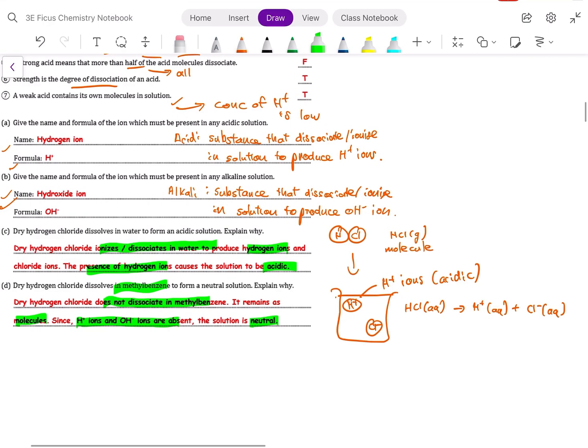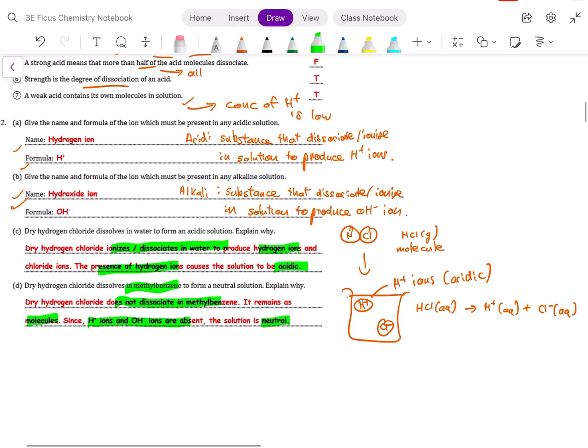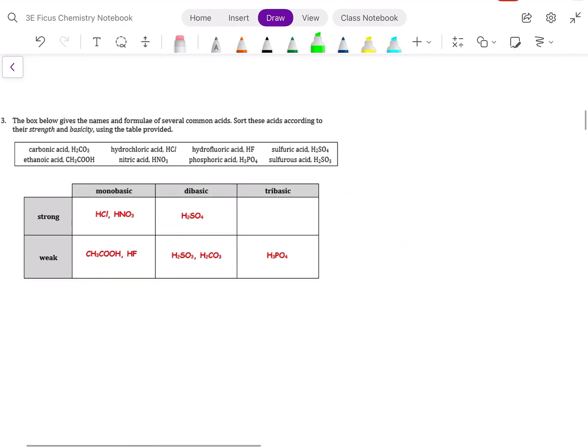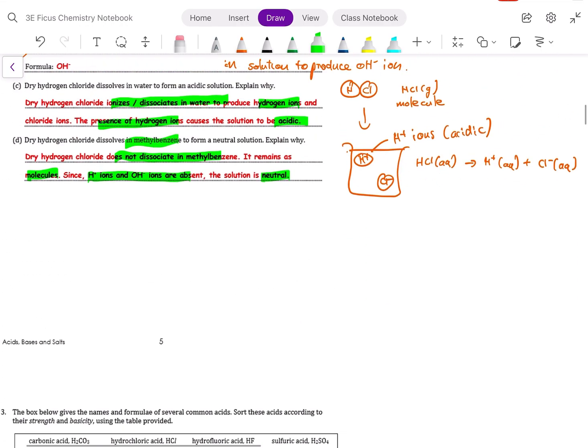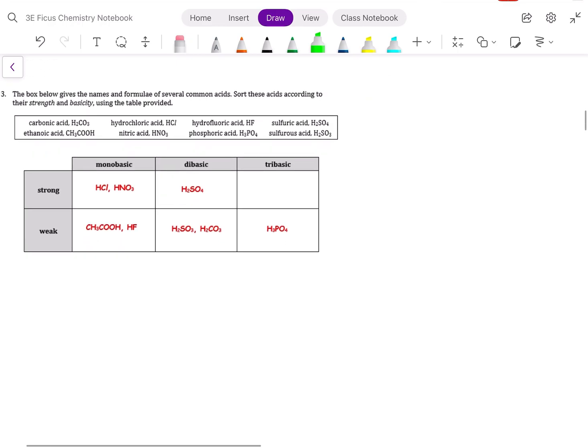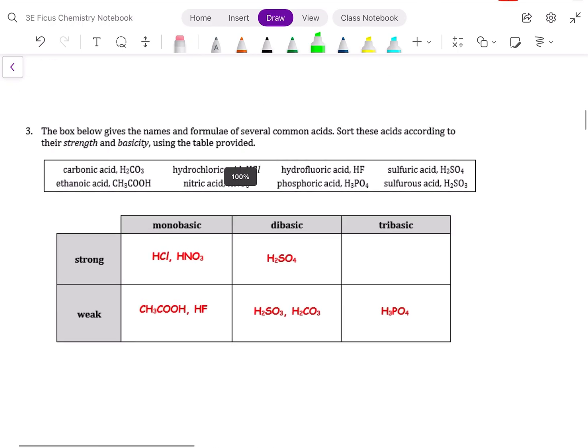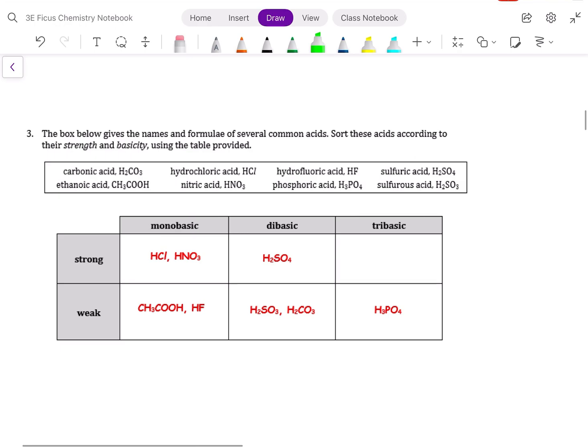So that's question 2D. You can pause the video. This is a recorded video, don't worry that I'm fast. The box below gives the names and formulae of several common acids. Sort these acids according to their strength as well as basicity.